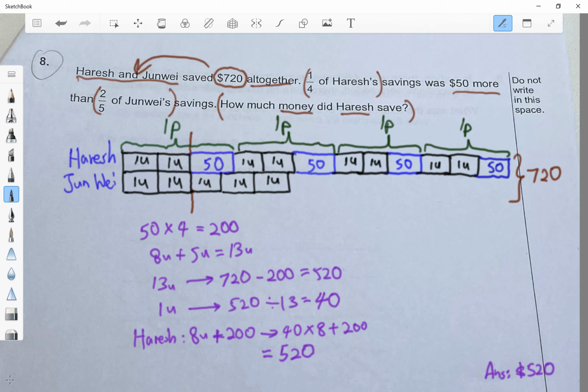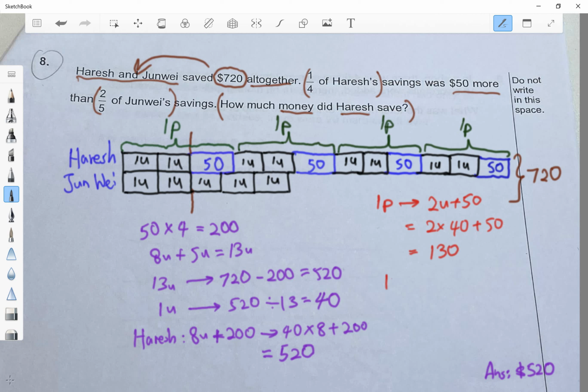So earlier on it's mentioned that Haresh is actually 4 parts, okay, based on the denominator form. So what exactly is 1 part? Alright, so 1 part has got to do with 2 units plus 50. Okay, let me just quickly write this down. 2 units plus 50, which is 2 times 40 plus 50. And if I key this into the calculator, it's actually 130.